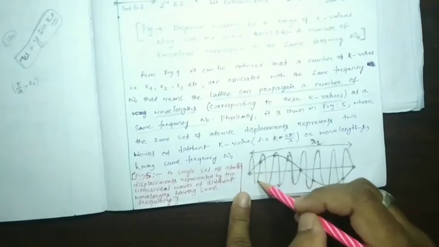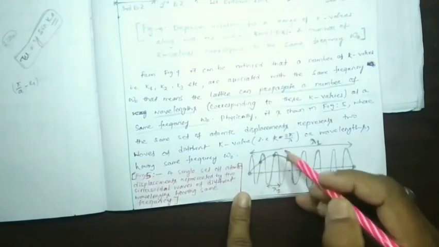So how will it be possible? This will be possible by representing this figure. See, this is one wave, this is another wave. This is the wave having wavelength lambda 2, and this is the wave having wavelength lambda 1.